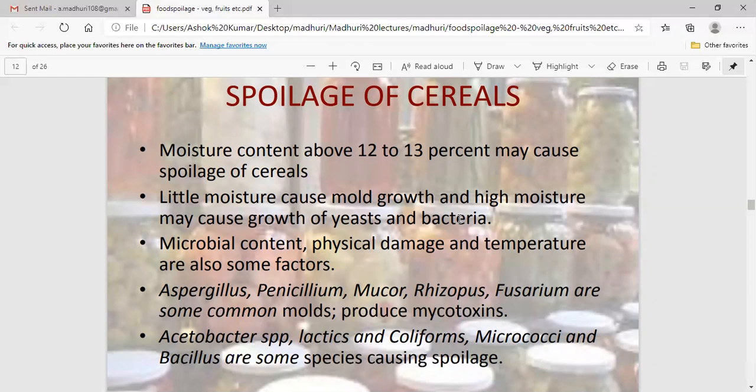It is definitely fungus. And if the moisture content is a little high, then yeast or bacteria can also grow. Next are microbial content, physical damage and temperature, which are also factors. Microbial load, meaning how many microorganisms are present in that product, is more important. Physical damage, like an increase of the moisture content, can also happen. And temperature: if the temperature is suitable for microbial growth, then microorganisms can grow.